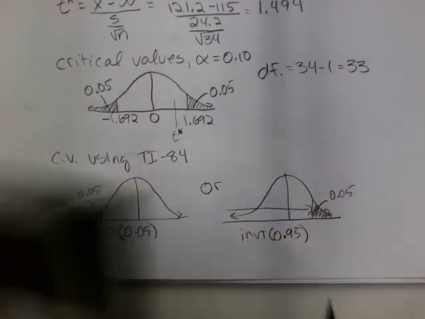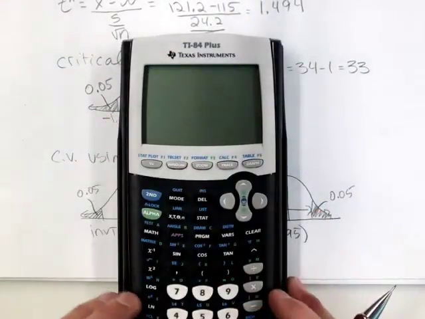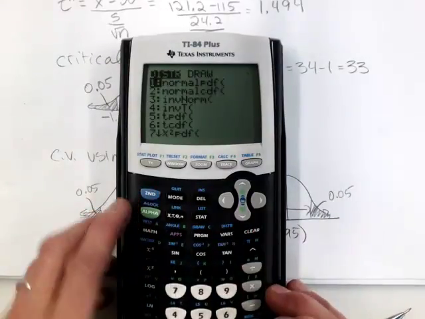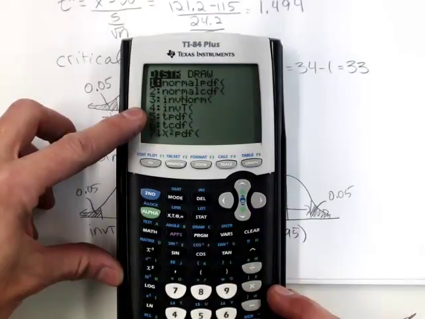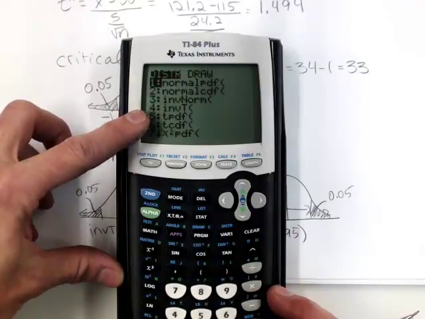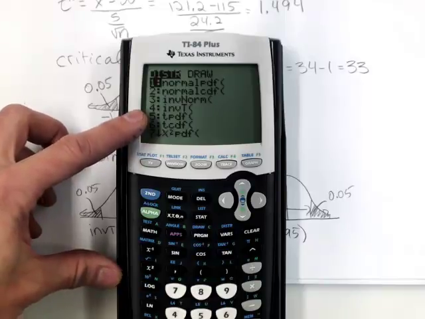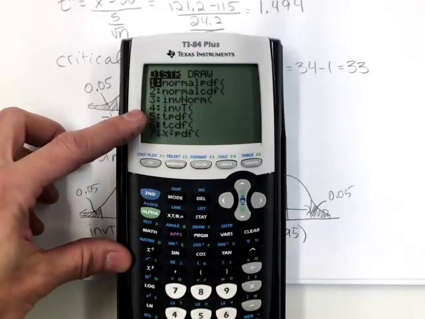Okay, so if you have a newer TI, go to distribution and see here, it's capitalized with the T. Inverse T. Some of you may have it, some of you may not. If you don't have it, you can also use the T calculator in StatCrunch. Or you can just use the table like I did.